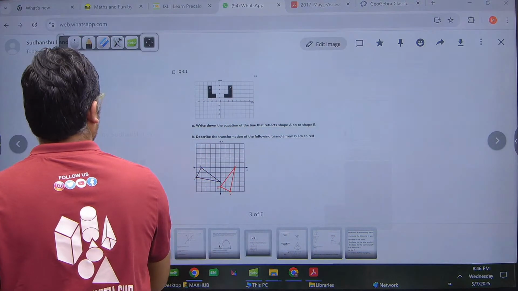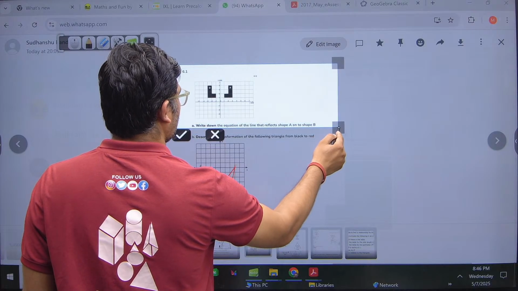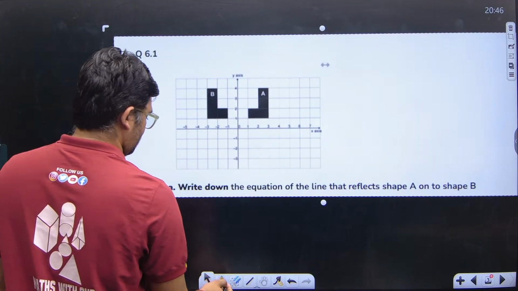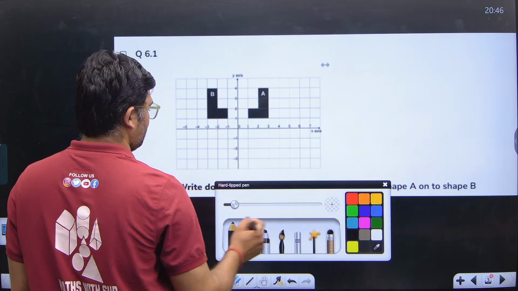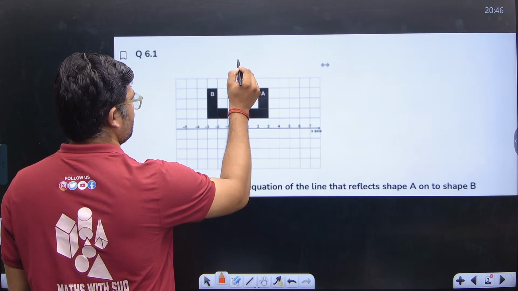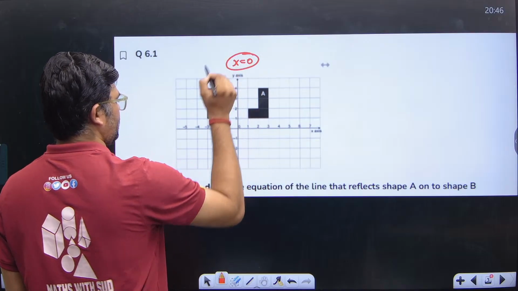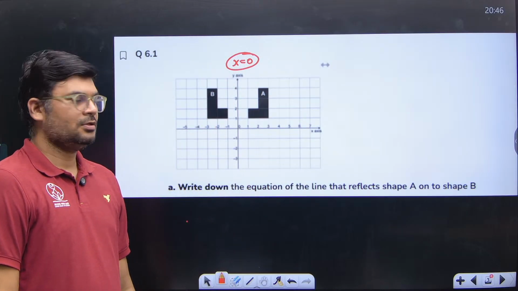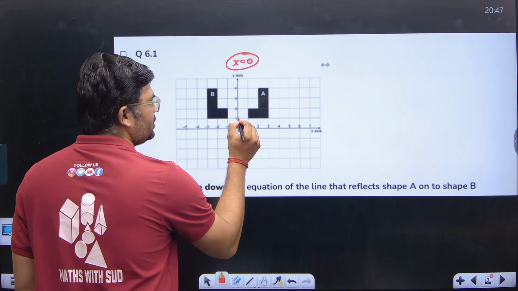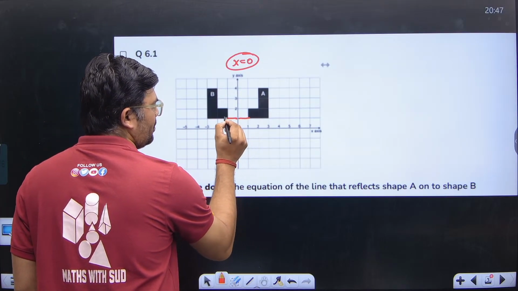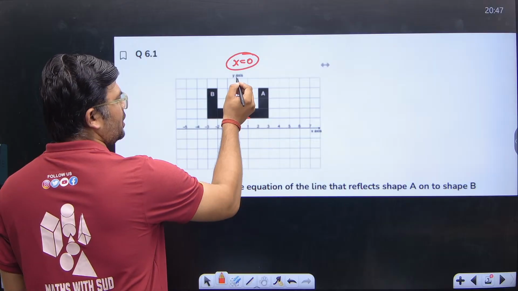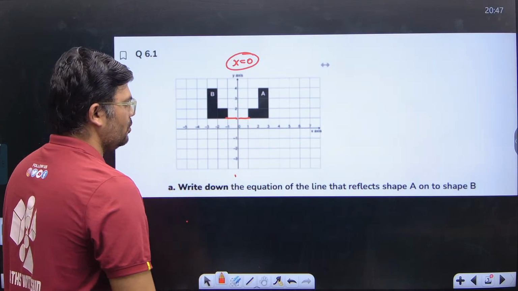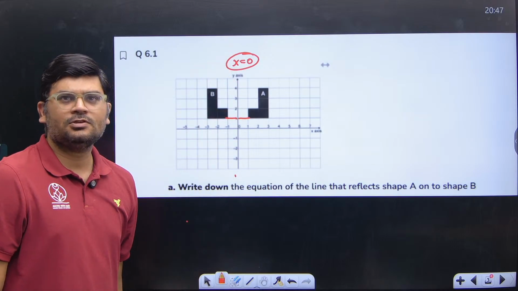Okay. This question, I think you can easily tell me. So I just wanted to double check. This one is reflecting over the y-axis, so it's like x is equal to 0. Is it? Yes. See the distance. The distance from the y-axis is the same. So what is the equation for y-axis? In the y-axis, x is always 0. So the equation is x is equal to 0.